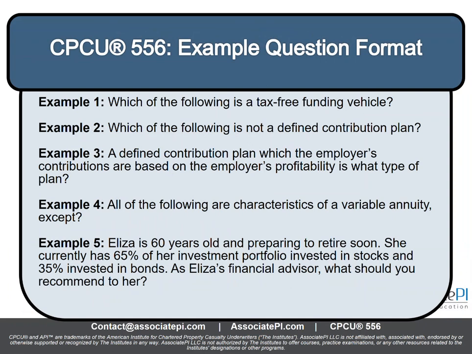And example 5, definitely the most difficult. As I mentioned, this is a case question that you will see in part B. It says, Eliza is 60 years old and preparing to retire soon. She currently has 65% of her investment portfolio invested in stocks and 35% invested in bonds. As Eliza's financial advisor, what should you recommend to her? So you can see that's a tough question. It gives you a real life example. You have to, based on the scenario, provide a financial recommendation.